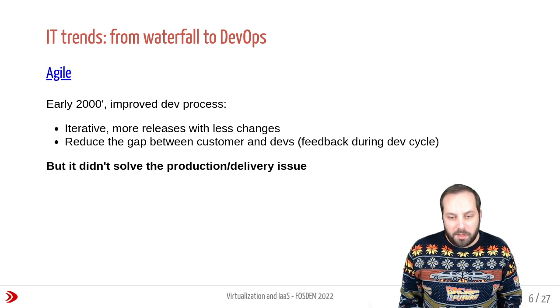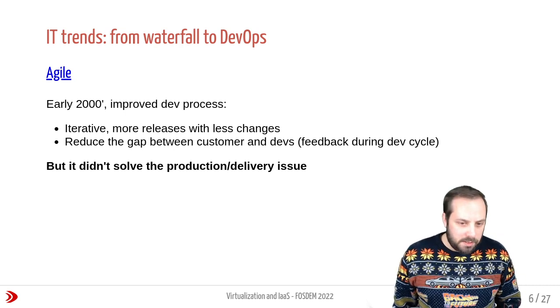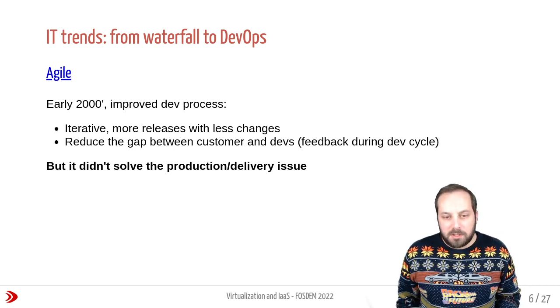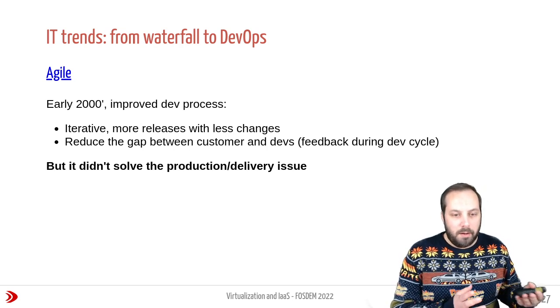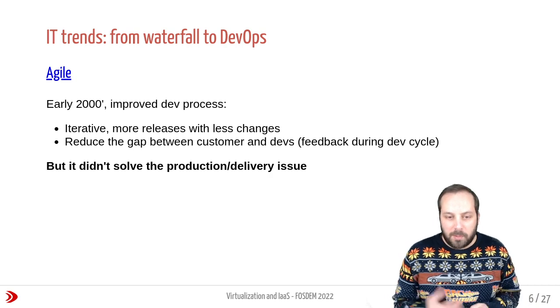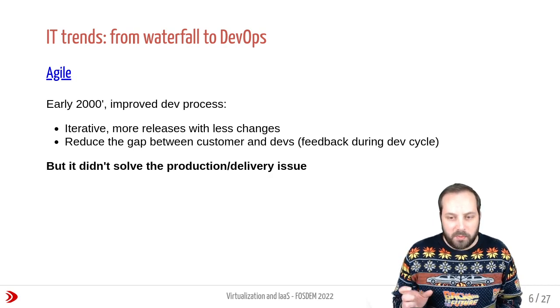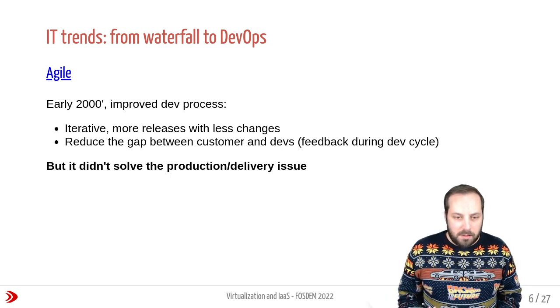with a better development process. So in short, it means that developers will actually talk to the end user, the customer, asking for the application, for example. So this gap is filled by this way of doing things, but that wasn't enough to solve all the production and delivery issues.